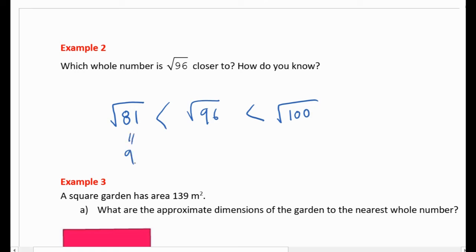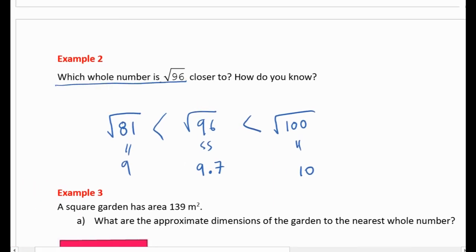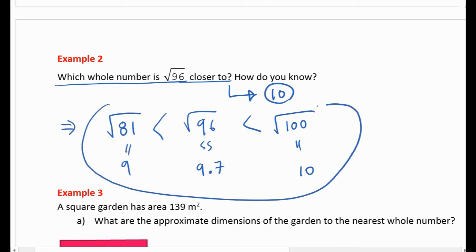Okay, so this is 9, and this is 10, and square root of 96 should be 9 point something. But everyone, square root of 96, is it closer to 100 or closer to 81? It's closer to 100. And I think when you estimate it, it's about 9.7. Okay, so we can just say which whole number is square root of 96 closer to. So the answer is 10. And this is the justification. Okay?